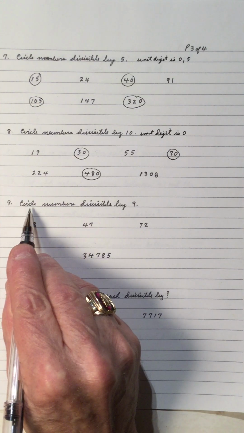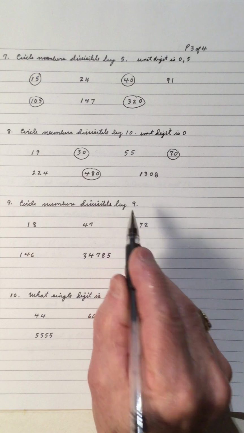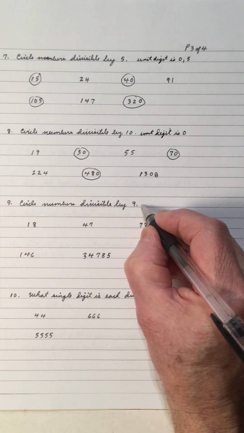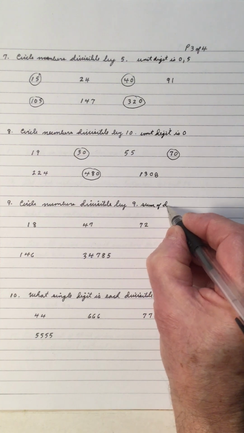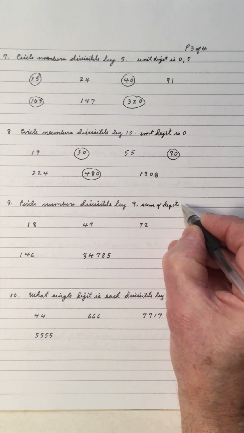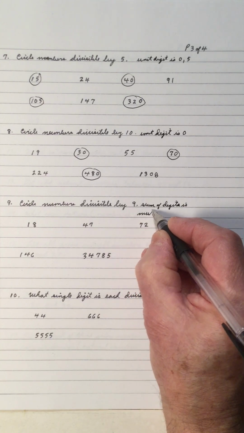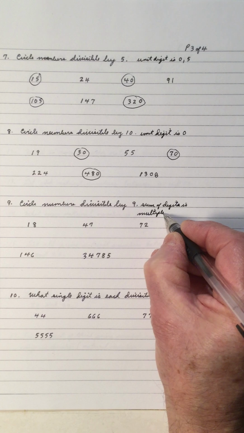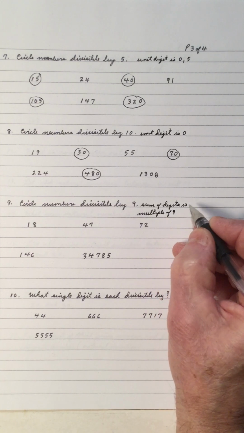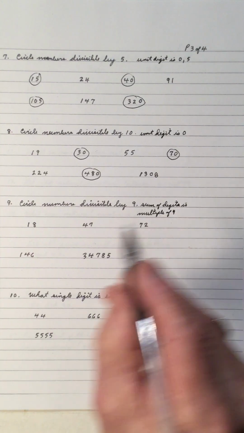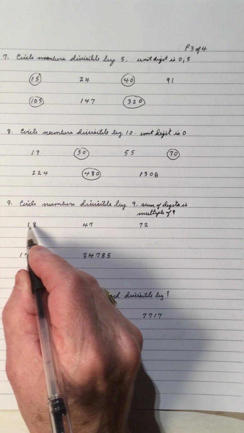And what about the divisibility of a number divisible by 9? That means the sum of the digits is a multiple of 9. The sum of the digits adds up to be a multiple of 9. Let's try 18. We know 18 is divisible by 9 because 9 into 18 goes 2.